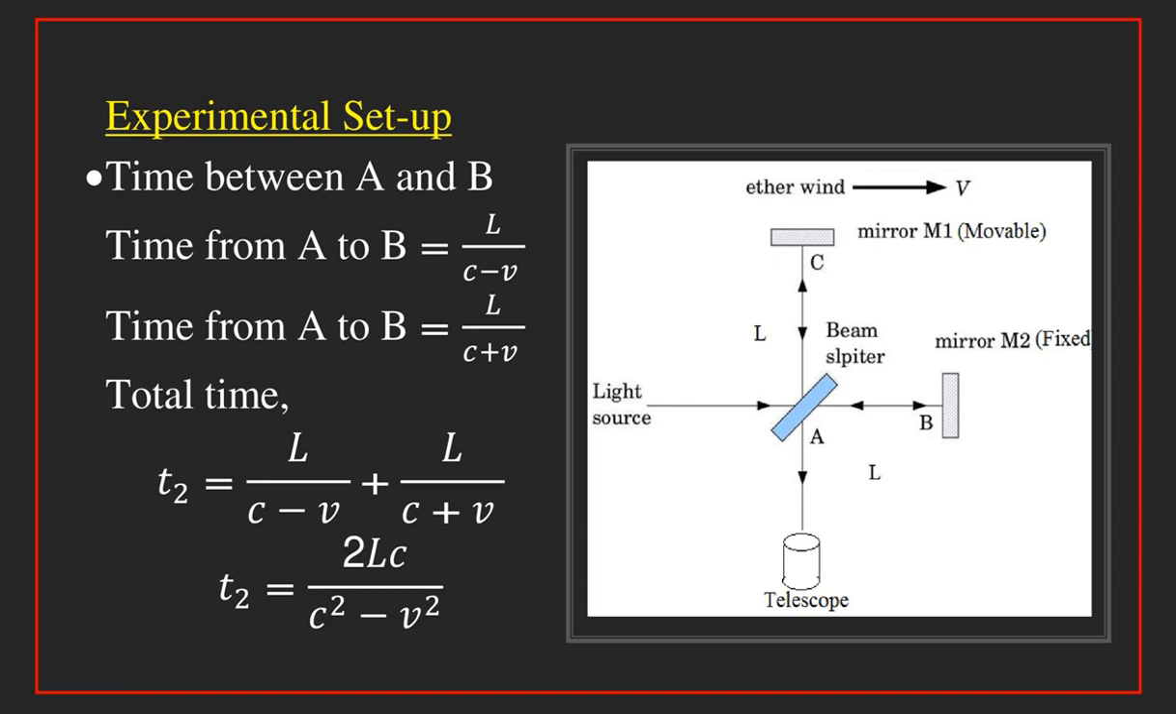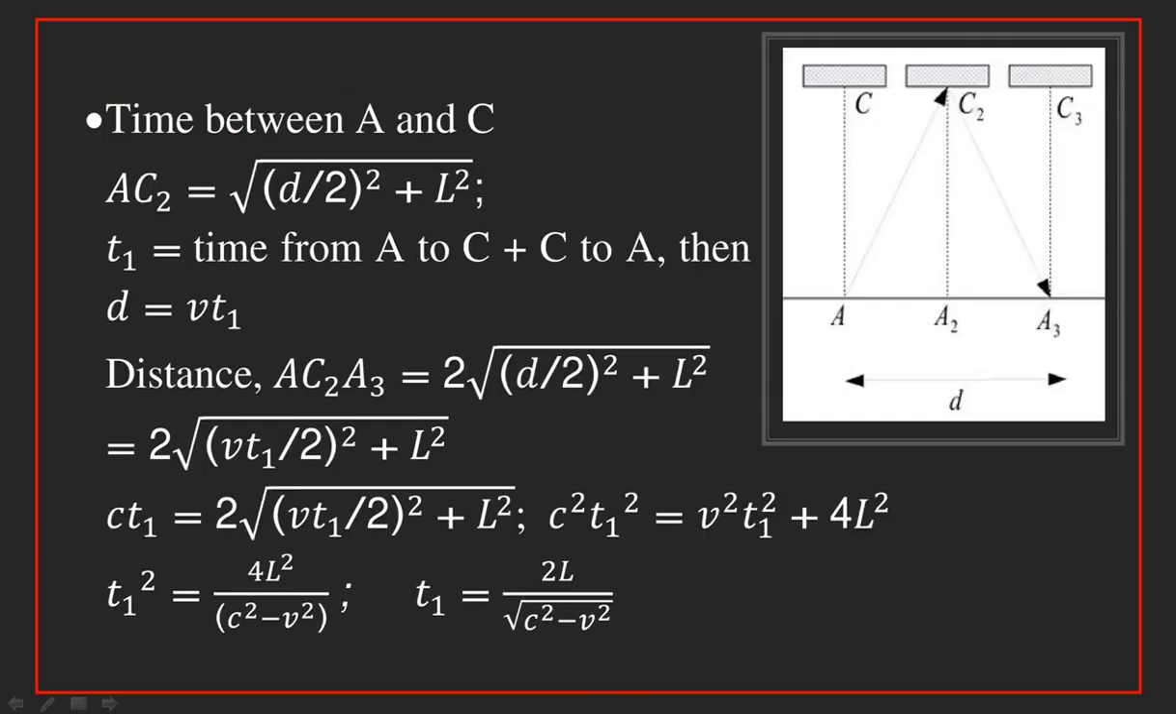Similarly, now we take the time taken by the light ray to reach from A to C and back from C to A. Now as the ray travels from A to C, the Earth is traveling in this direction. So the position of the mirror C will change to another position, say C2. Then as the ray is reflected back from C2, the beam splitter will move from its position to another position, say A3. This will be the path of the ray of light with respect to ether.